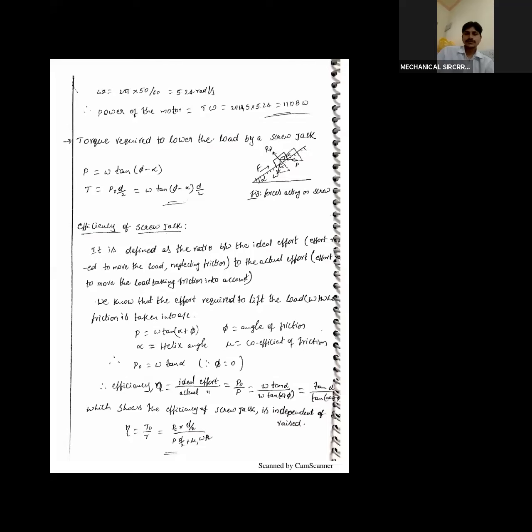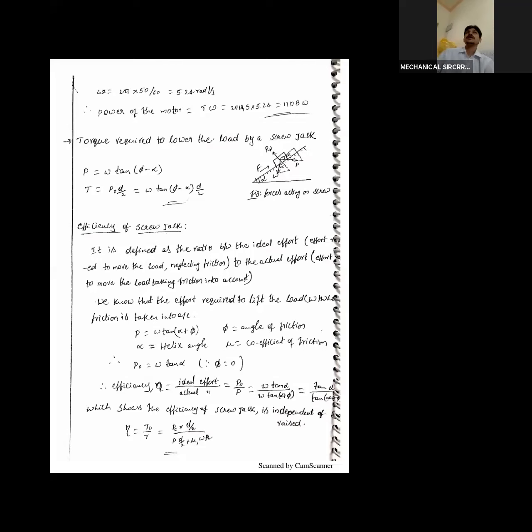In this, phi is the angle of friction and mu is the coefficient of friction. Those representations are also given here. And P naught is also there. P naught means without friction.